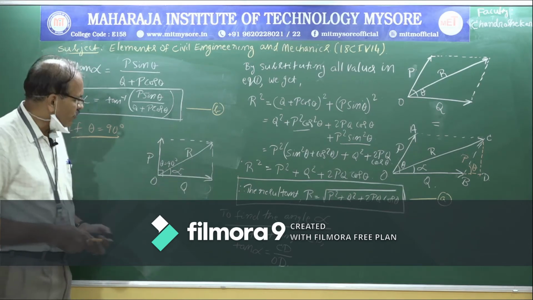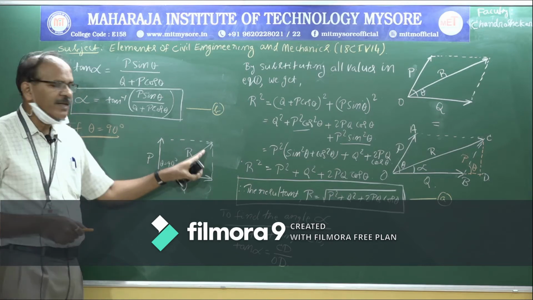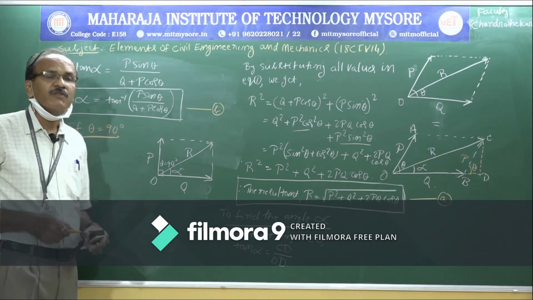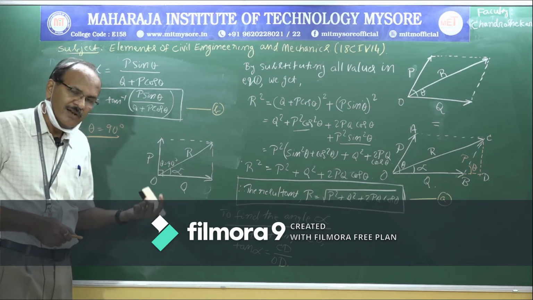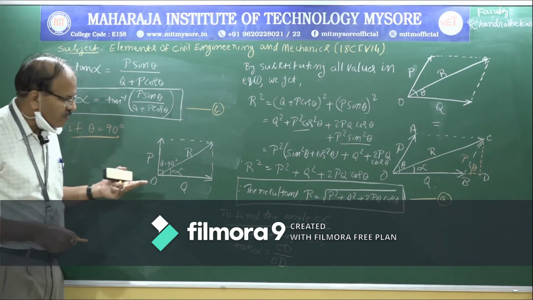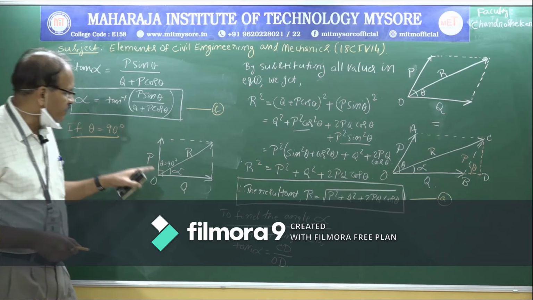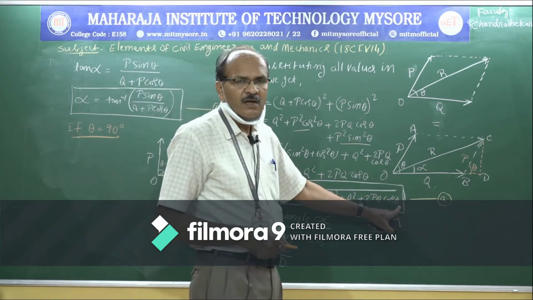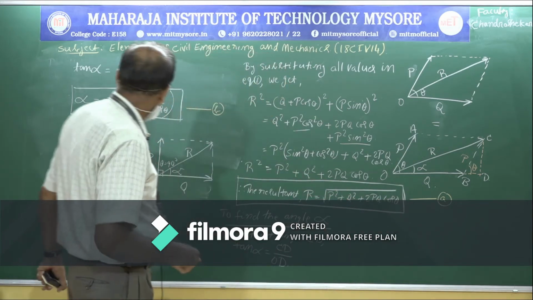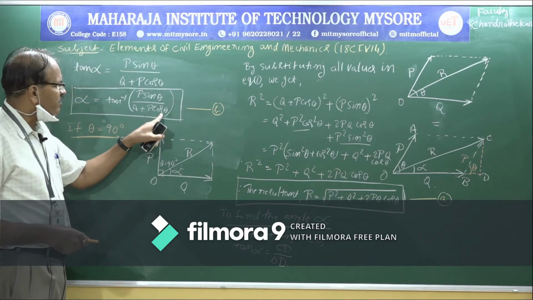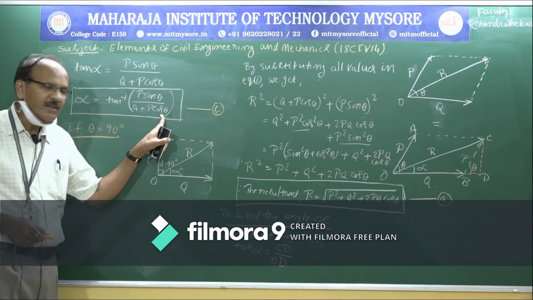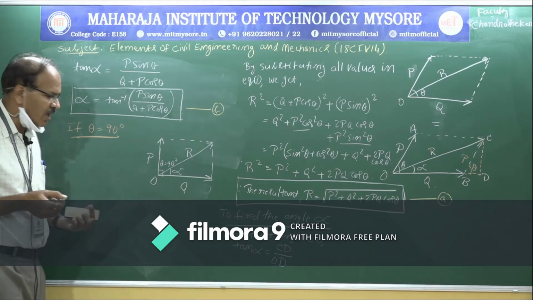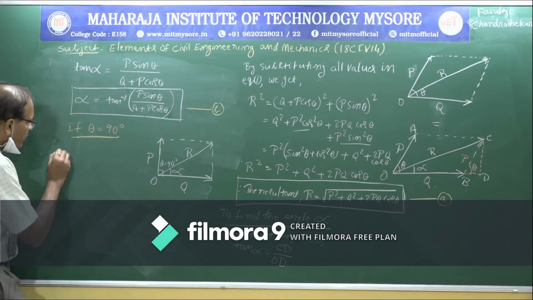force. So we are going to find out what is going to be the resultant if theta equal to 90 degree and what is going to be the value of alpha if theta equal to 90 degree. So what we are going to do is we are simply going to substitute the value of theta equal to 90 degree in this equation to get the resultant. Similarly, we are going to substitute theta equal to 90 in this equation as well to get the value of alpha.